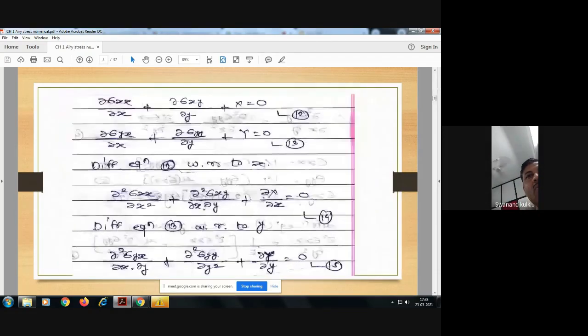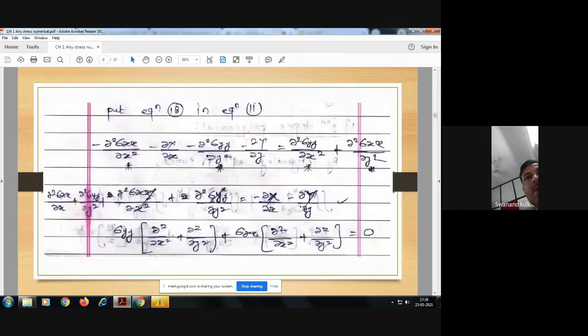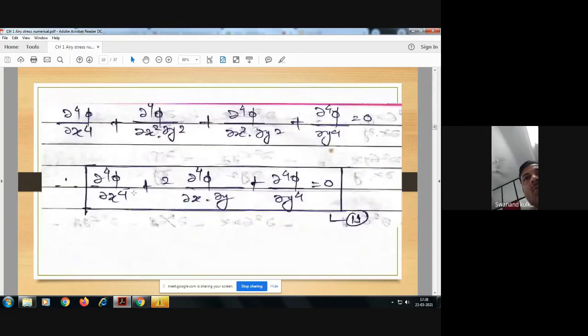We will get sigma xx is equal to dou 2 phi by dou y2. Sigma xx is equal to dou 2 phi by dou y2.